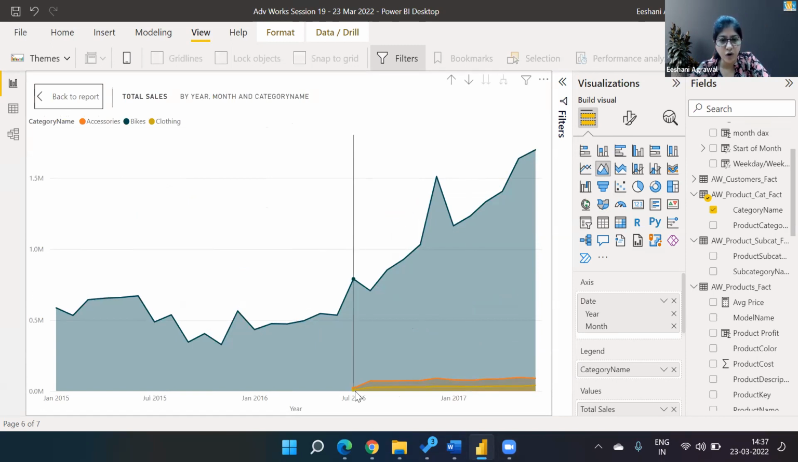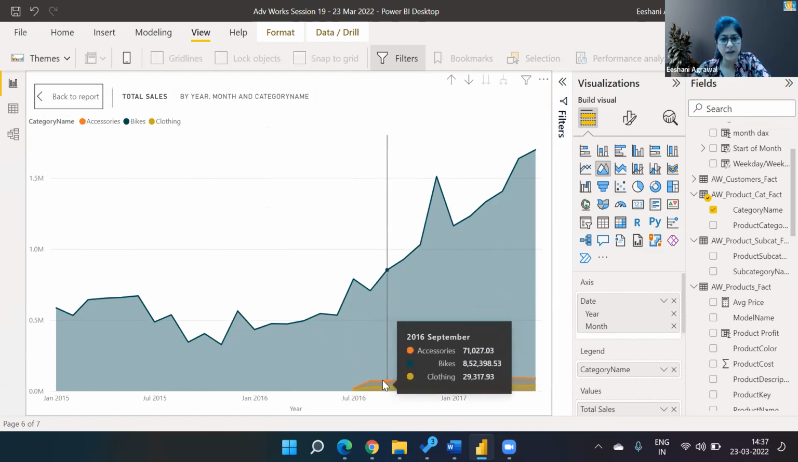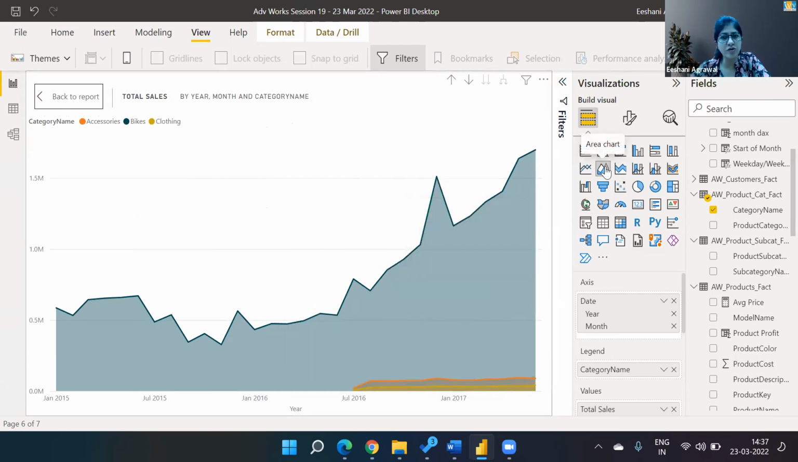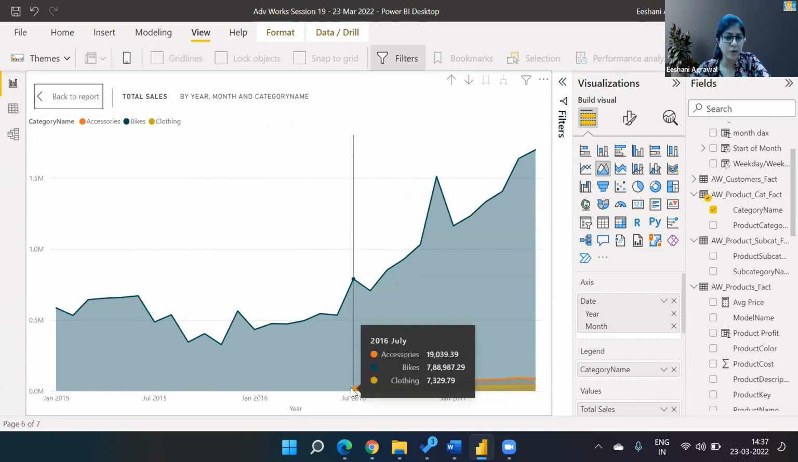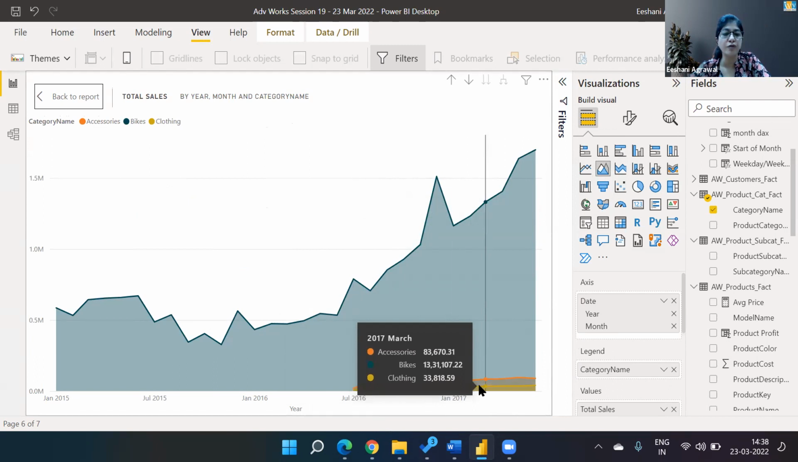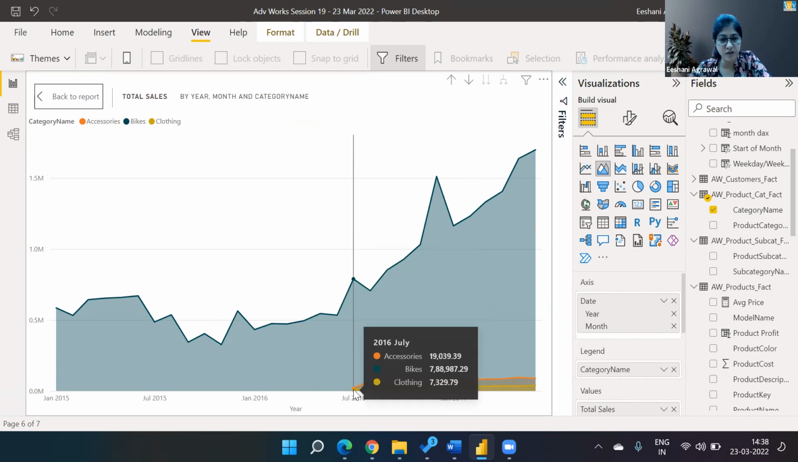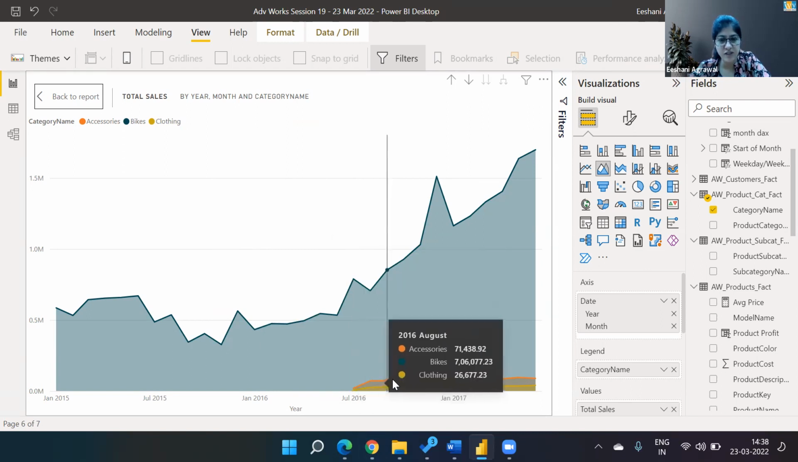So sales of this is your clothing, and sales of this is accessories, right? When I am doing just a normal area chart, one thing we notice is July 2016 is when I am looking at the sales of accessories and clothing. So the assumption is that before this, we were not selling accessories and clothing, only bikes were sold. Then we added this line of accessories and clothing from July 2016, and that's from where we see the sales.